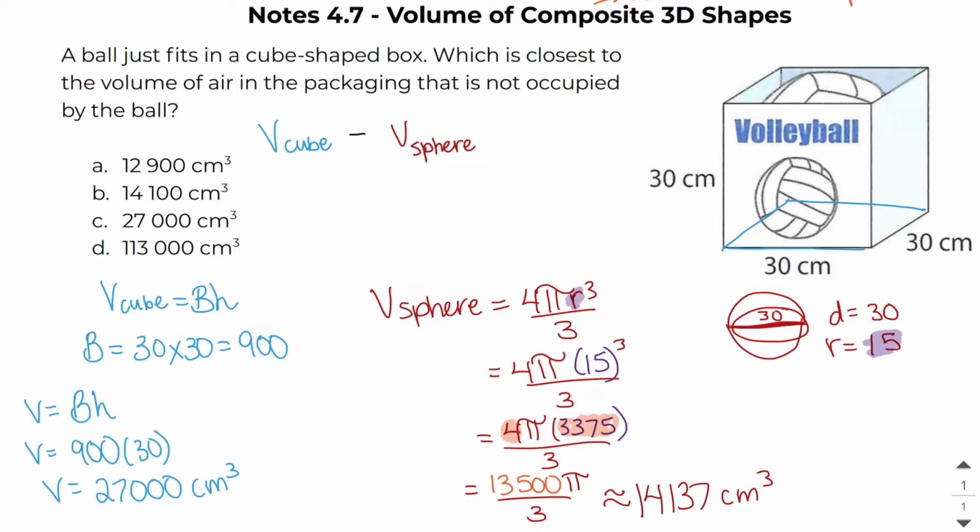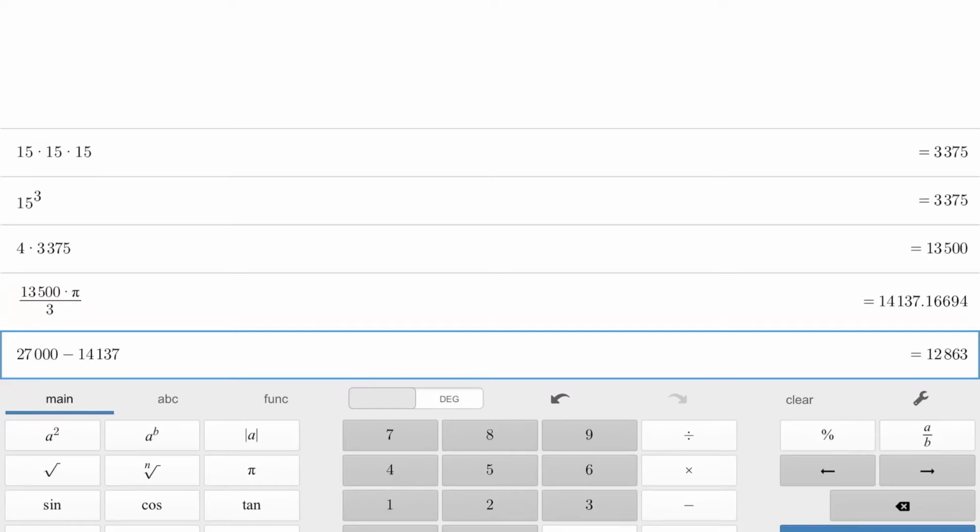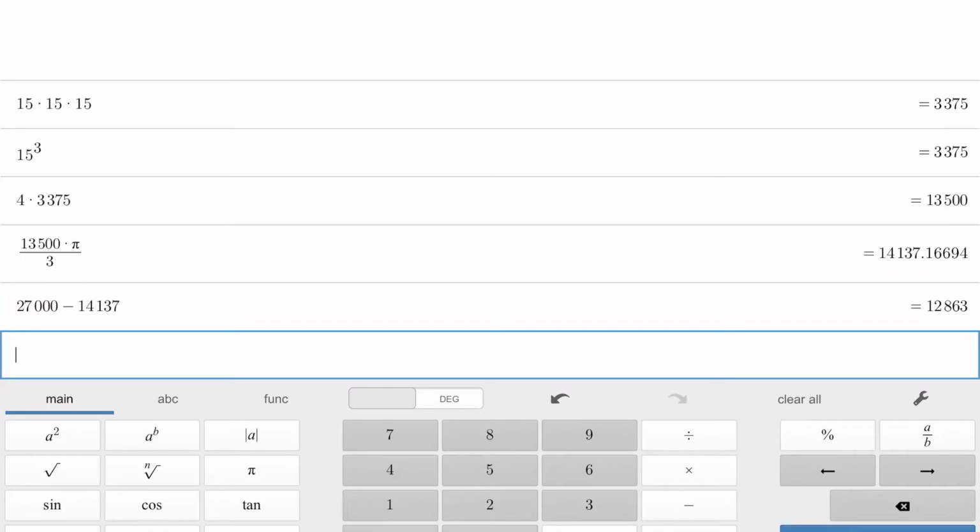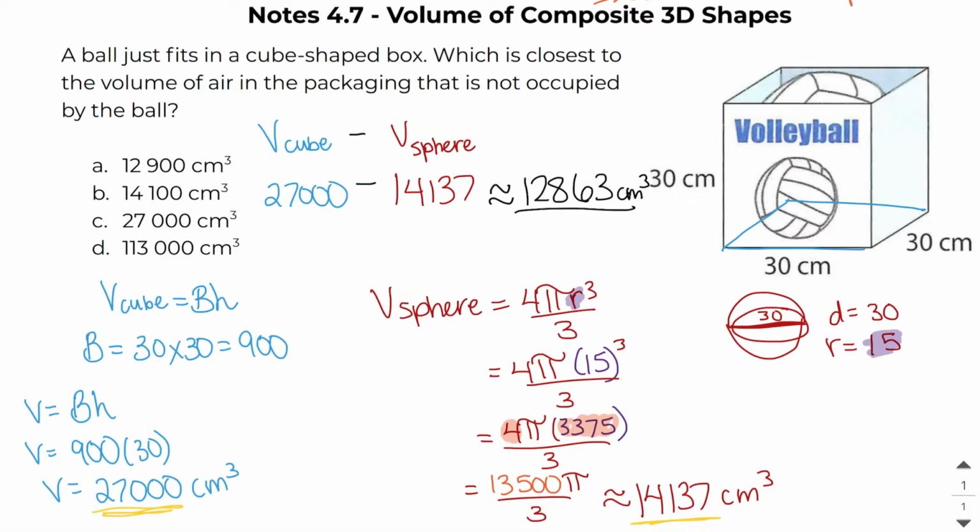So how do we find the volume of the space inside? We just take the volume of the cube and then subtract the volume of the sphere, which we got here, and we get that it is approximately equal to 12,863 cubic centimeters, which is closest to 12,900 cubic centimeters, and that is our answer for this question.